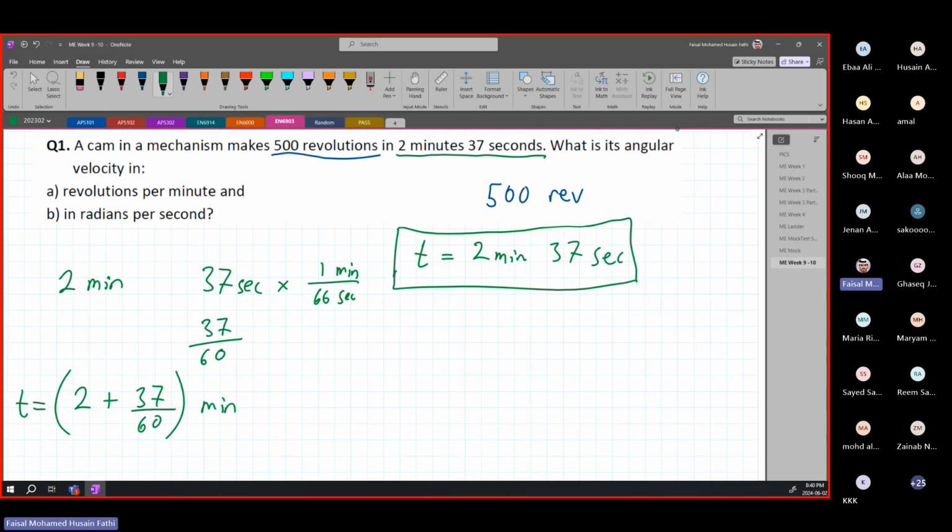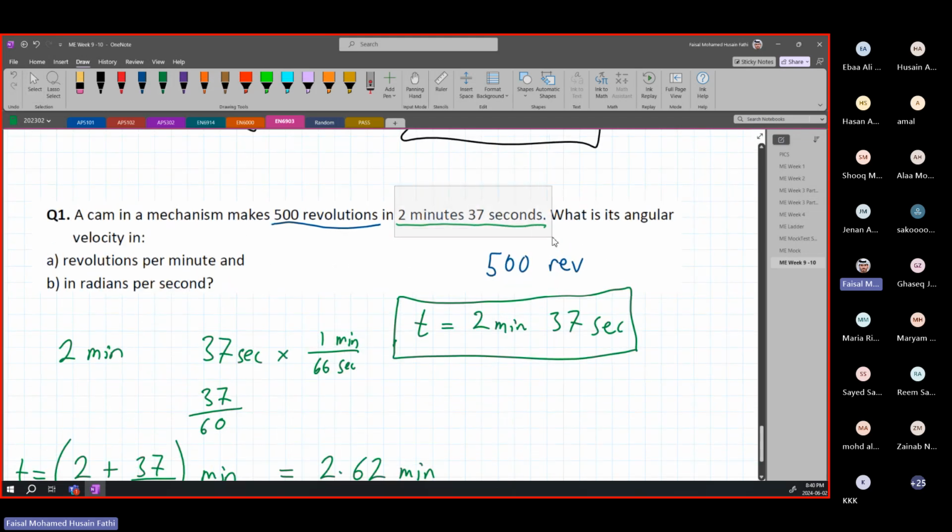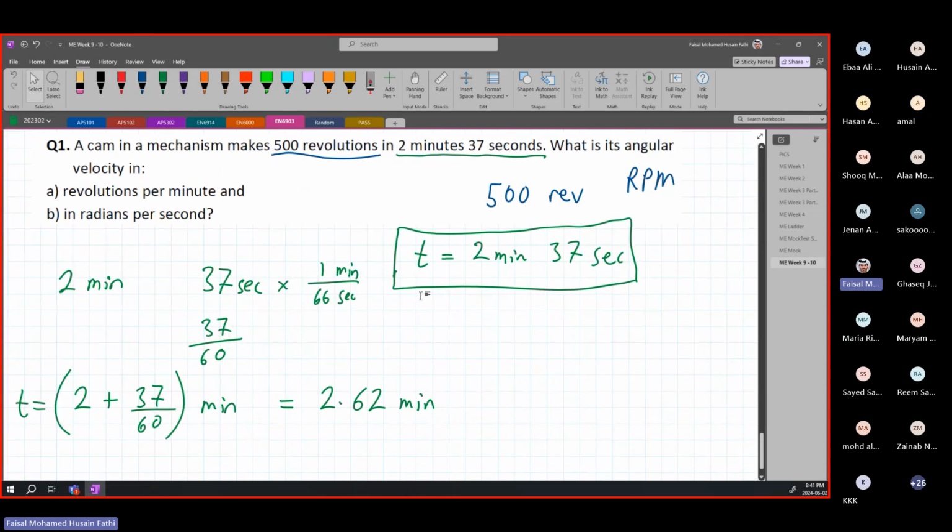Let me just do that calculation real quick. It is equal to 2.62 minutes. This is the first thing you do before even continuing the question. You make sure you understand what this means. It's saying 500 revolutions, not per minute, in 2 minutes and 37 seconds. To simplify this now, if we have this in RPM, we will be able to solve any question. So we need to change this into per minute.